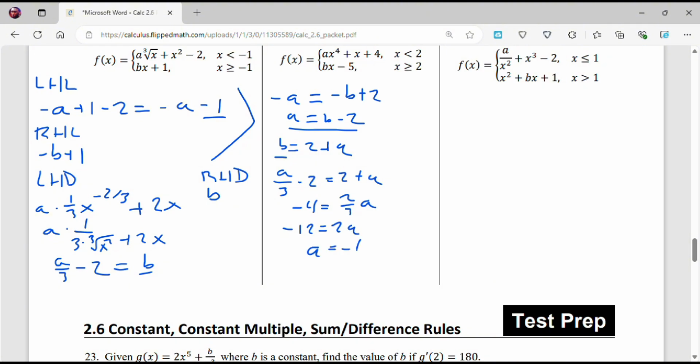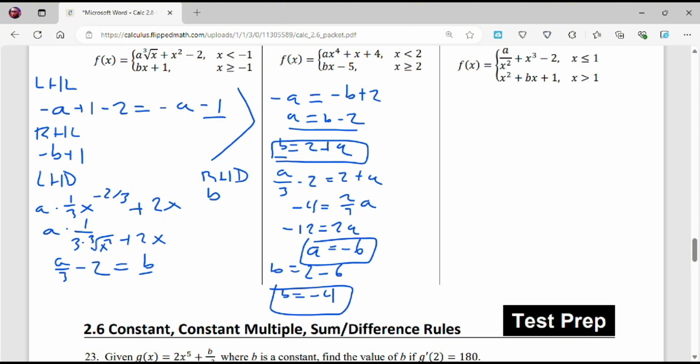A equals negative 6. Okay, now that we have our a, we also have this function right here. So b equals 2 plus a, which is now negative 6. So b equals negative 4. And just like that, we solved for a and b. That was a beautiful problem. We're going to try doing the same thing for the next problem, but that is how you solve for values of a and b to make a function differentiable at a given x.